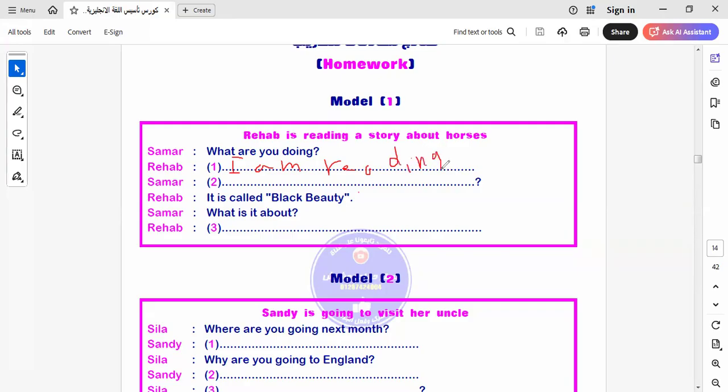I'm reading a story, because the topic here is about a story. I'm reading a story. It's called Black Beauty. What is this story called? It's called Black Beauty.